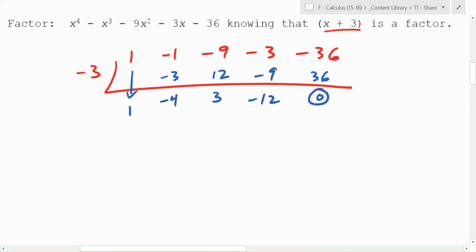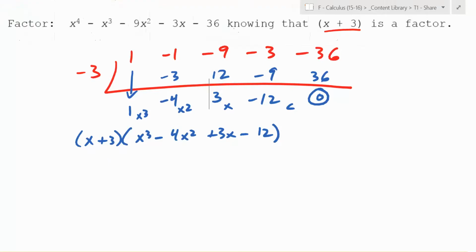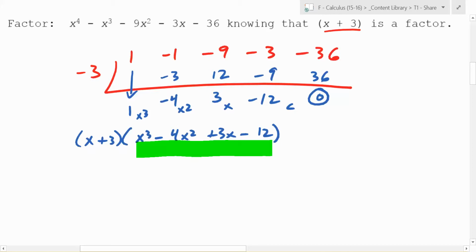So what does that tell you now? You now know that it factors into x plus 3 times what? Constant x, x squared, x cubed. So what's it going to be? x cubed minus 4x squared plus 3x minus 12. Now you still are not done if I asked you to completely factor this, because that's not factored. What method could you try to use on that one? It's the only method you have.